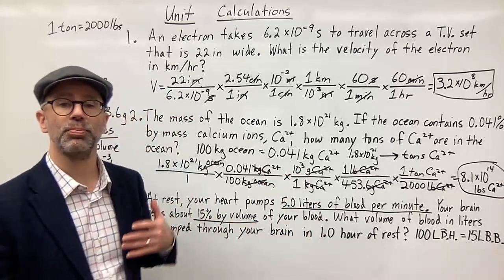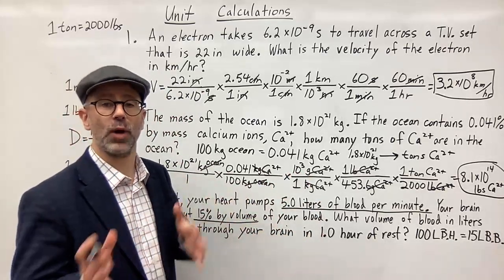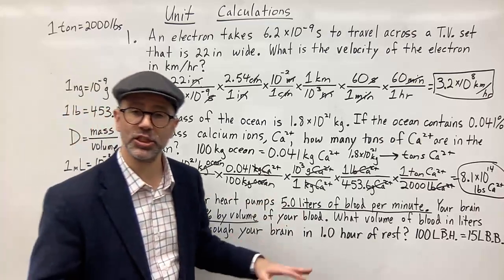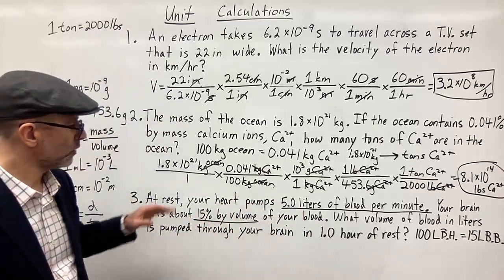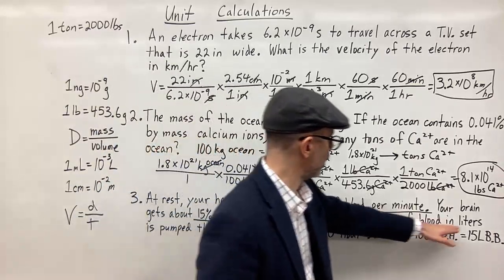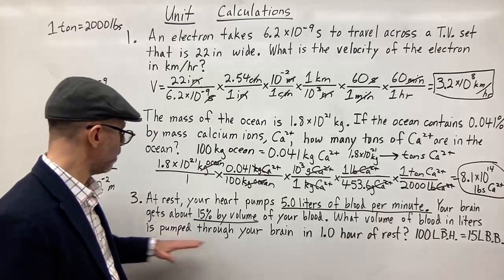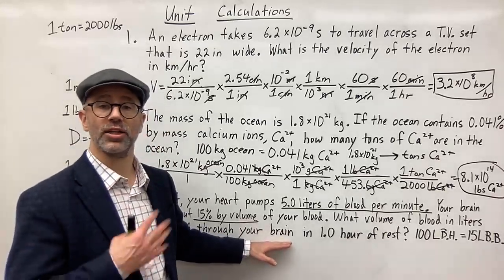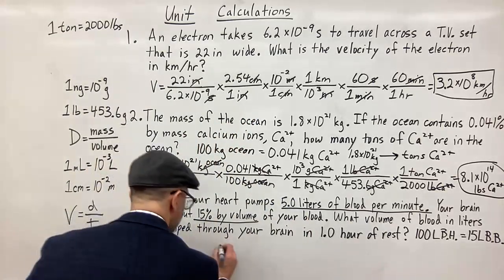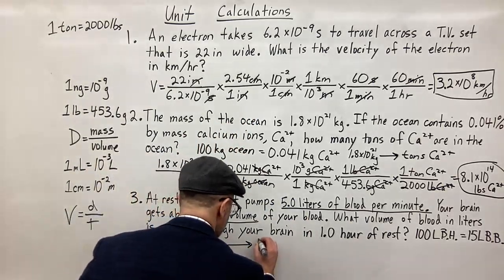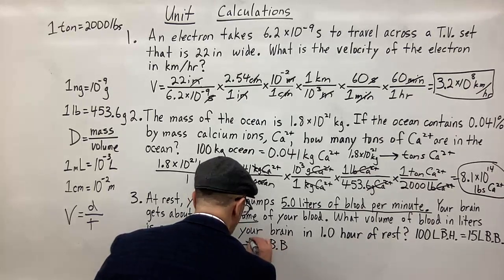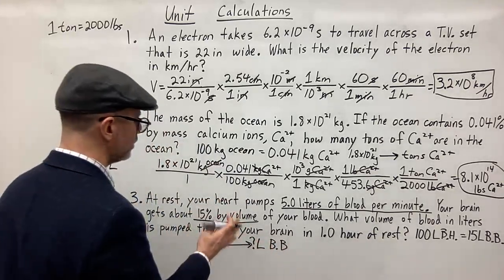Now we need to figure out where we're going to begin and where we're going to end. The beginning of the question is the end of the problem. So where's the beginning of the question? What volume of blood in liters is pumped through your brain? So blood to the brain. We need liters of blood to the brain. That's going to be our ending. How many liters of blood gets to the brain?